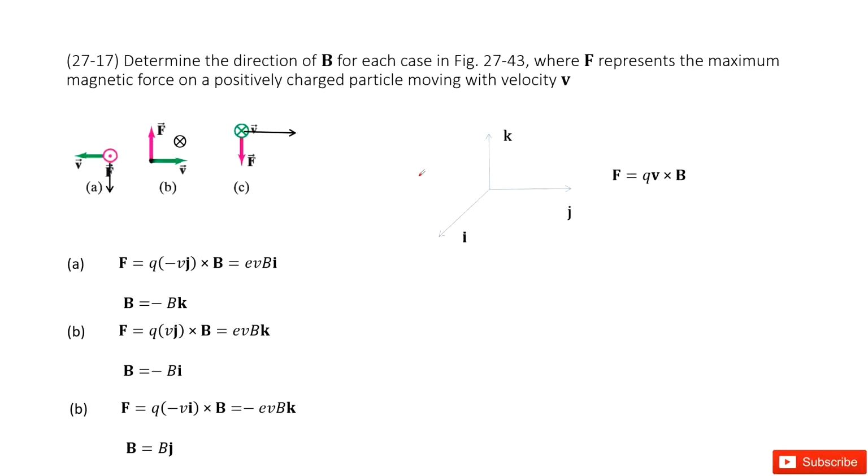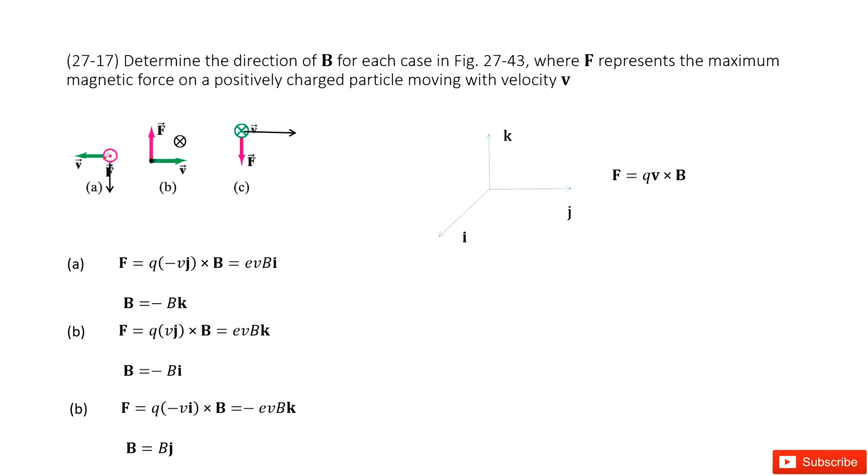We know the magnetic force F represents the maximum magnetic force, and this is a positively charged particle moving with velocity v. As we know, the magnetic force on a particle moving in a magnetic field is the Lorentz force. So the Lorentz force is qv cross B, right? And then we can draw the space i, j, k with the three components.